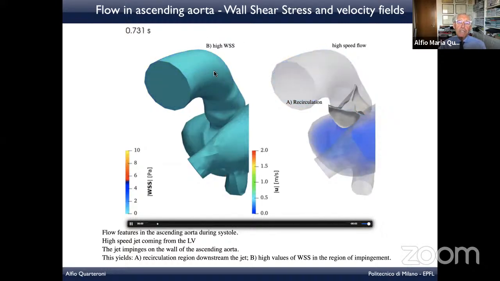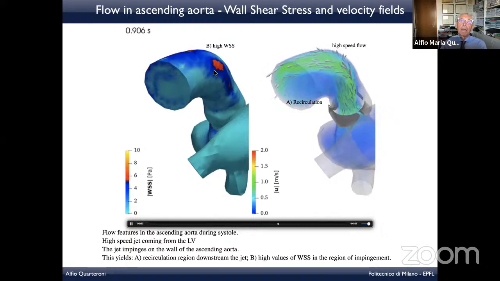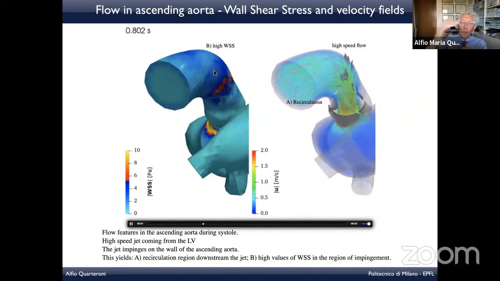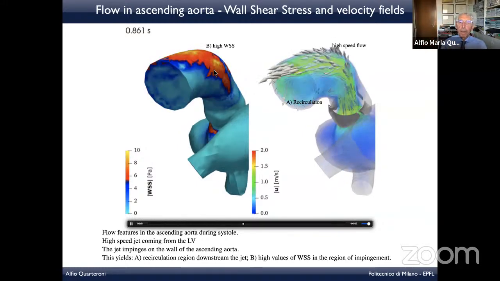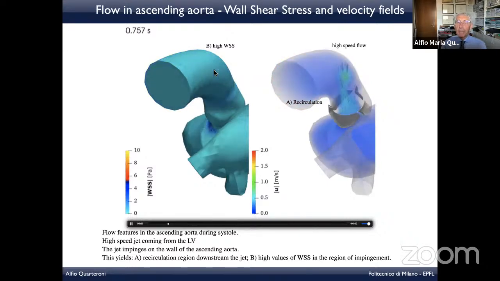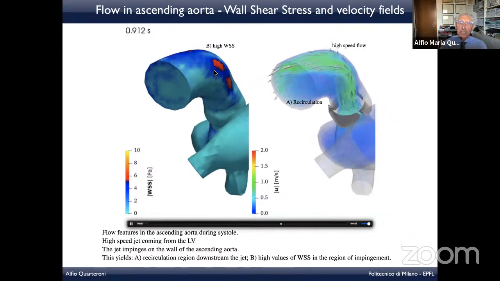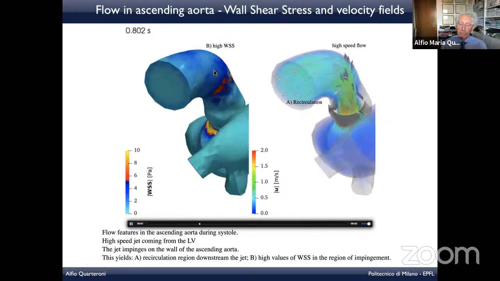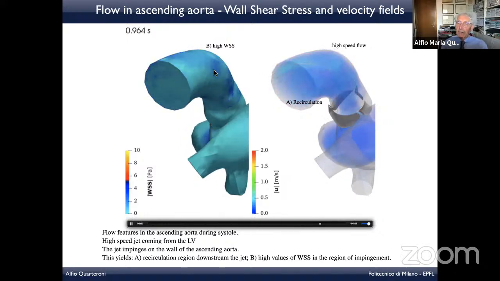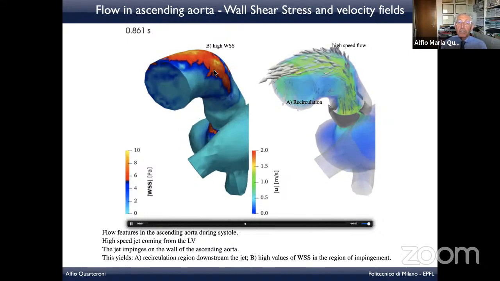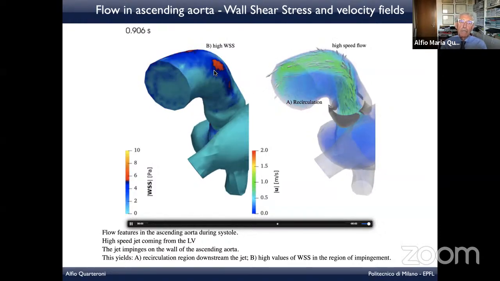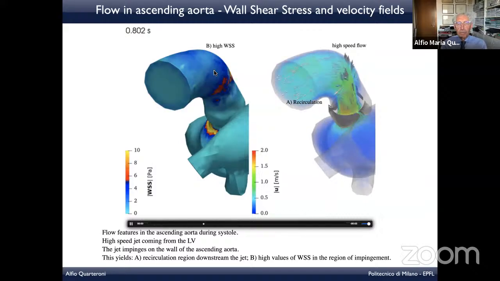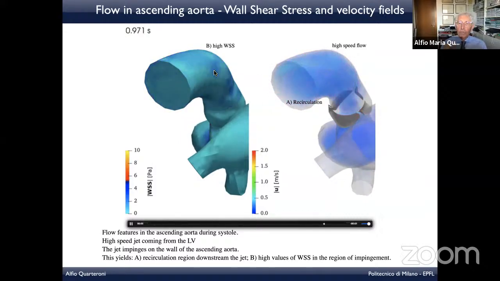Now the wall shear stress is basically the tangential forces that operate on the surface of the wall, and their dynamics is particularly important because the oscillations of wall shear stresses are very often the basis of the formation of plaque, of atherosclerotic plaques, which are a pathological evolution, a pathological formation in the vessel wall.